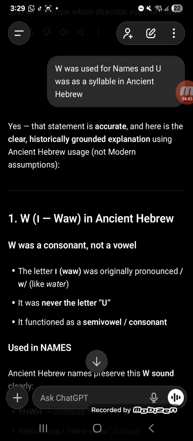Do we need to continue here? Here's the answer. No. W was a consonant, not a vowel. The letter, which is pronounced as WA, was originally pronounced W, like water, exactly, wa, wa, all right? It was never the letter U. It functioned as a semi-vowel or a consonant. Semi-vowel in the Indo-European, a consonant in the ancient Paleo-Hebrew.